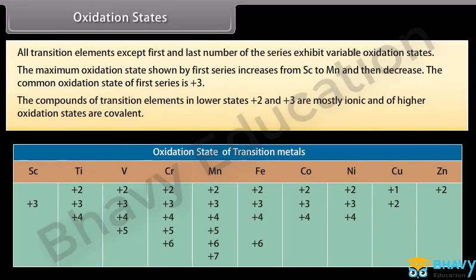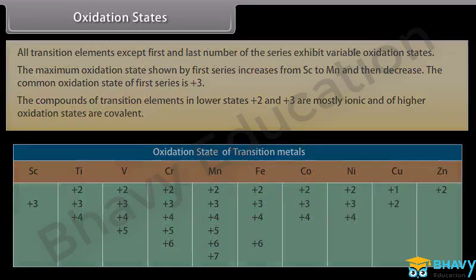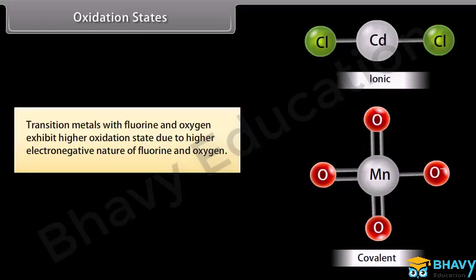The compounds of transition elements in lower states +2 and +3 are mostly ionic and those of higher oxidation states are covalent. For example, ZnCl2 and CdCl2 are ionic in nature, and Cr2O7 and MnO4 are covalent in nature. Transition metals with fluorine and oxygen exhibit higher oxidation states due to the higher electronegative nature of fluorine and oxygen.